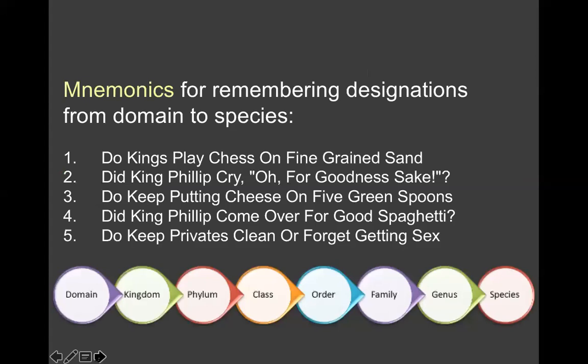And there's a number of mnemonics to remember these designations of domain, kingdom, phylum, class, order, family, genus, species, like: do kings play chess on fine grained sand? Do keep putting cheese on five green spoons? So anything that can help you with that is useful.